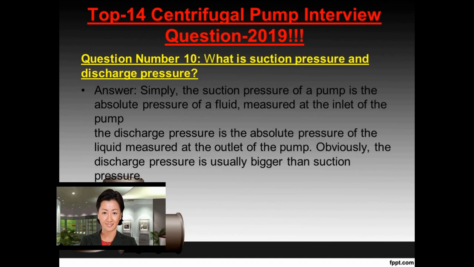Question number 10. What is suction pressure and discharge pressure? Answer. Simply, the suction pressure of a pump is the absolute pressure of a fluid, measured at the inlet of the pump. The discharge pressure is the absolute pressure of the liquid, measured at the outlet of the pump. Obviously, the discharge pressure is usually bigger than the suction pressure.